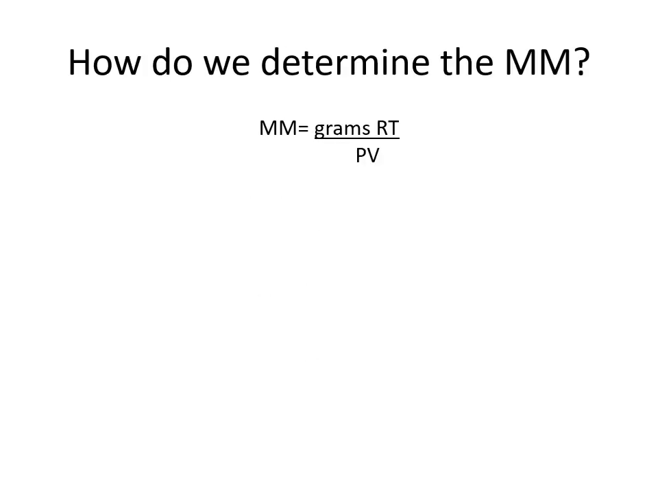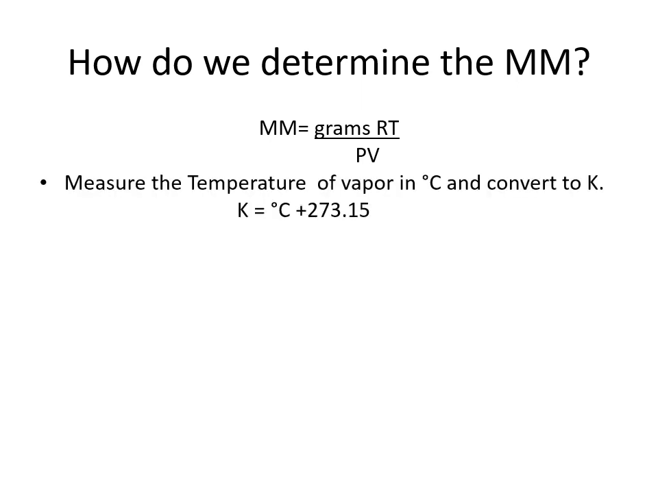All right, so what do we need to measure in order to find our molar mass? There's some measurements that we need to take. We need to measure the temperature of the vapor, so we need to know it in Celsius, and then we can convert it to Kelvin, because using this equation, it has to be in Kelvin. And so to measure the degrees Celsius, we measure the temperature of the water, we measure the temperature of the vapor above the water, and we average those two temperatures.